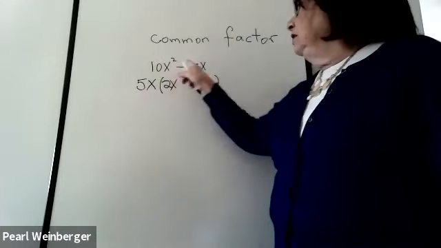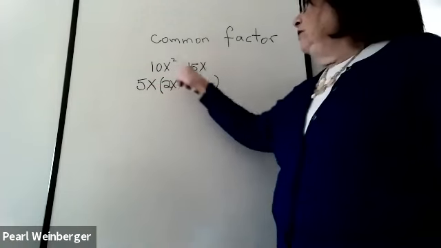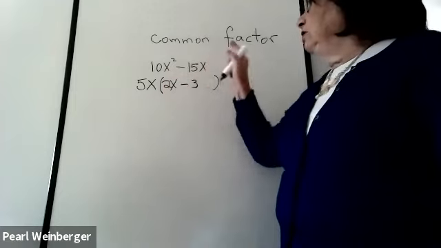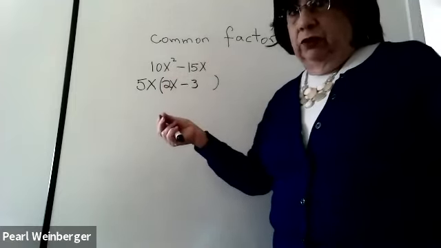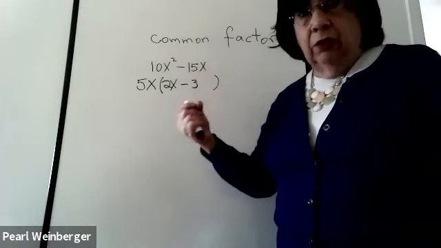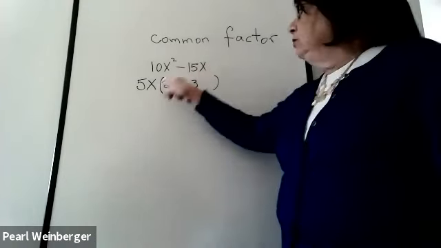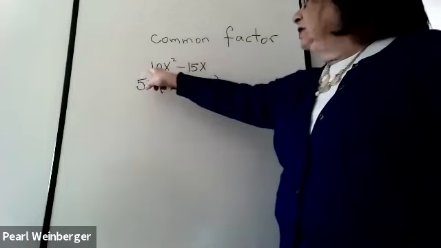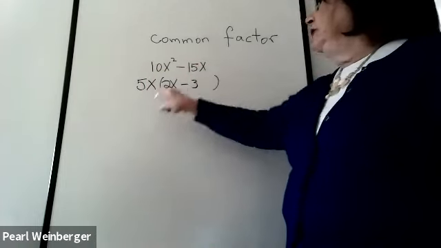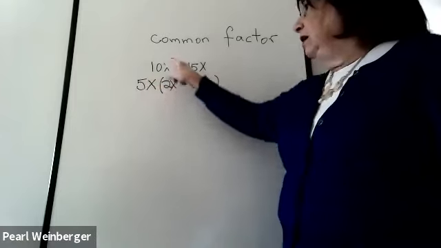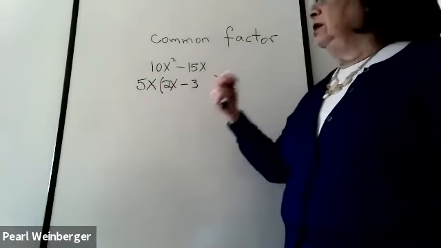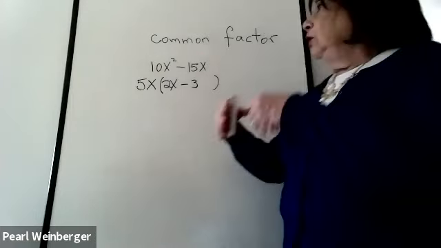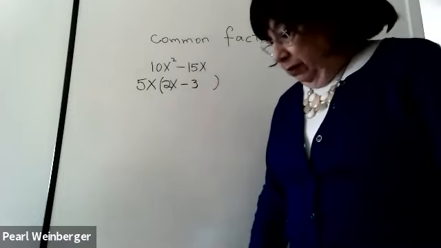Then we take the 5x and divide it into the second term. 5 into negative 15 is negative 3. x into x, remember, 1 minus 1, you have an exponent of 0. That means it cancels out. There is going to be no x. So therefore, factoring out this common factor from 10x squared minus 15x gives us 5x on the outside and 2x minus 3 on the inside. It's just the opposite of doing the distributive property. We're undoing the distributive property.